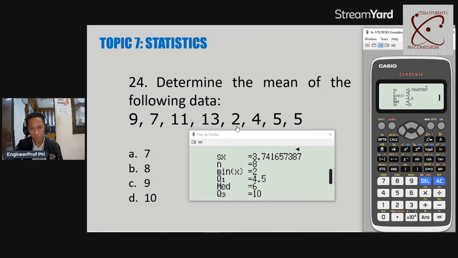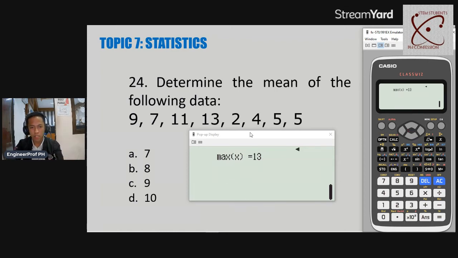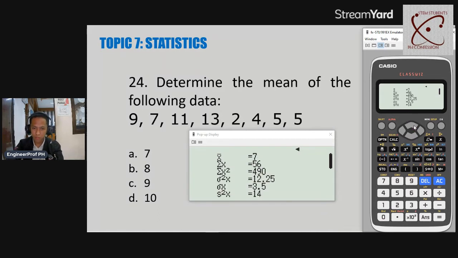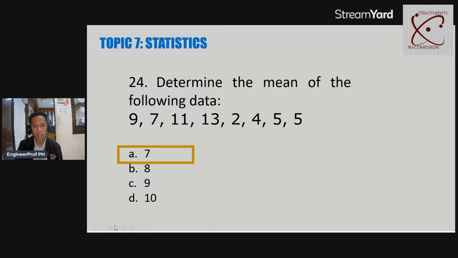Minimum value, 2. Quartile 1, lower quartile, 4.5. The median is 6. And the upper quartile 3 is 10. And you have here the maximum value, 13. So dito ang hinahanap lang naman is the mean, which is 7. Okay, so the mean of this set of data is 7. So that is letter A.